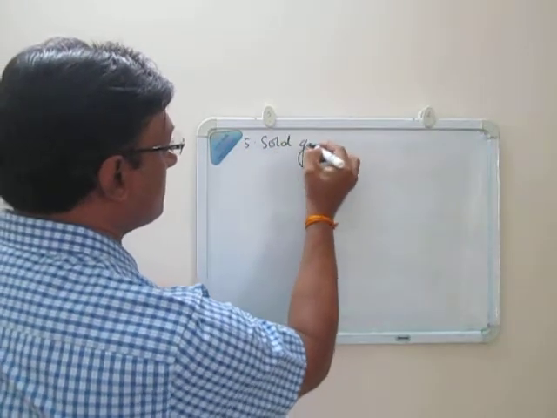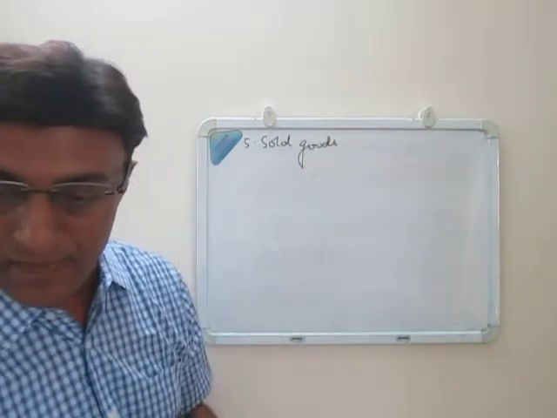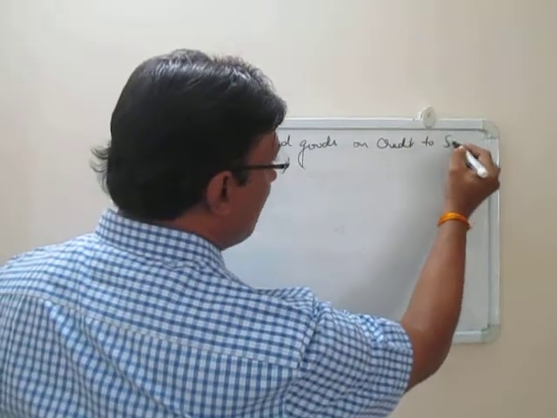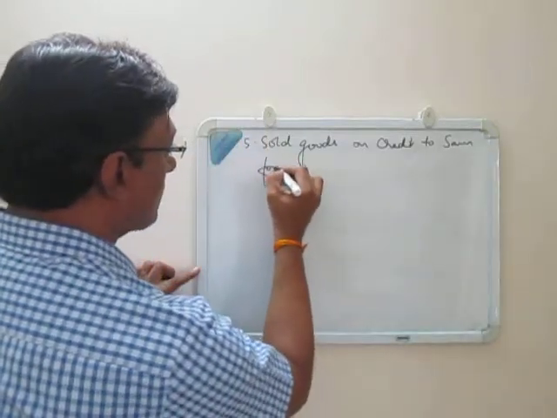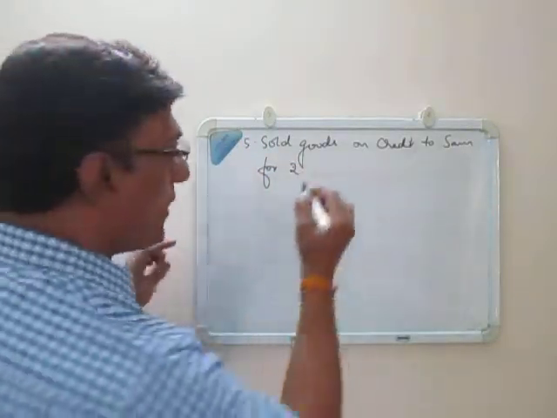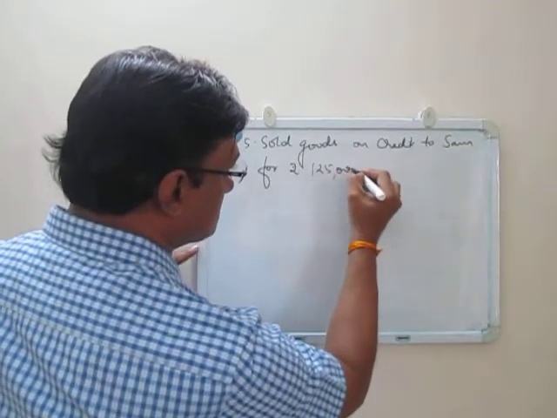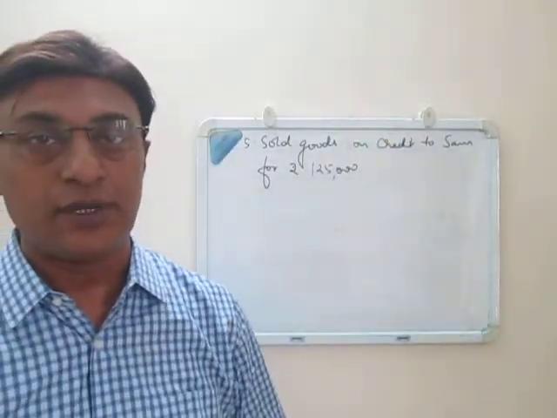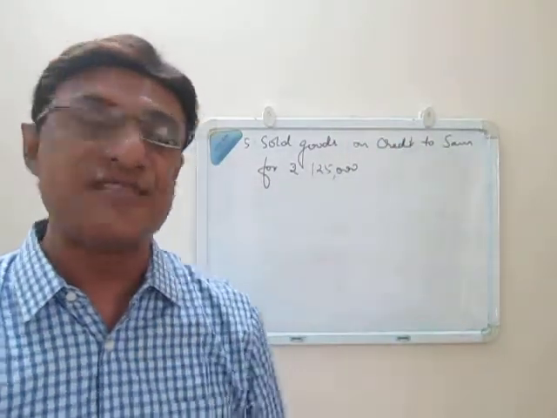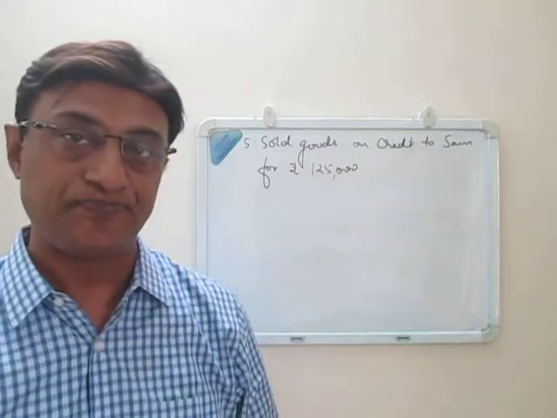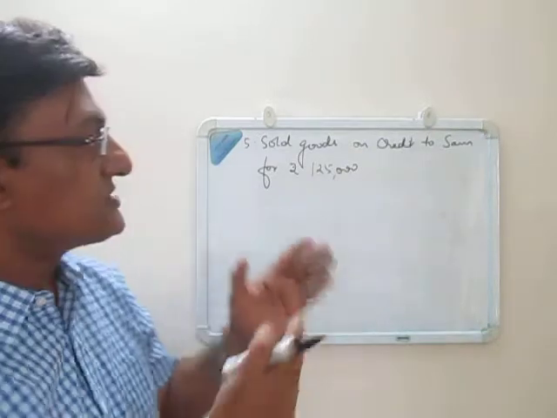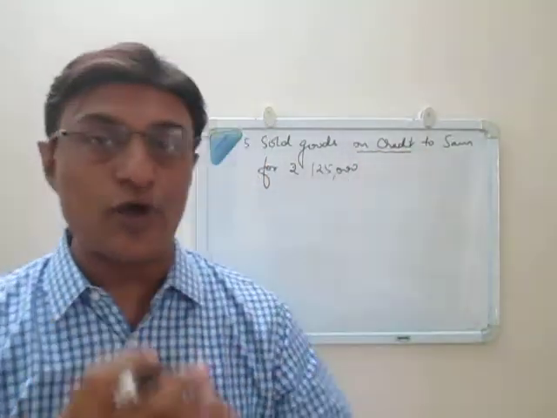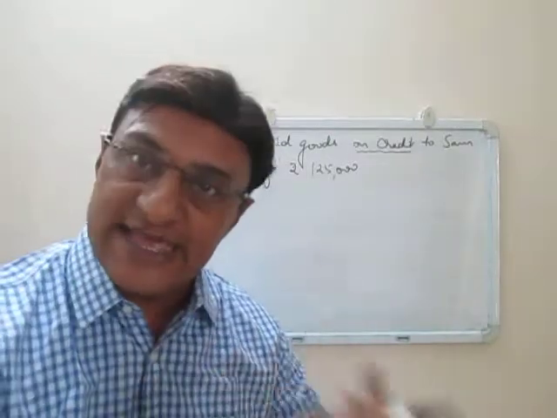Sold goods on credit to Sam for rupees 1,25,000. Sold goods on credit to Sam. Monetary impact of the transaction is 1,25,000. Here it is given anyway, on credit. So there is no room for a controversy here. It is a credit sale transaction.